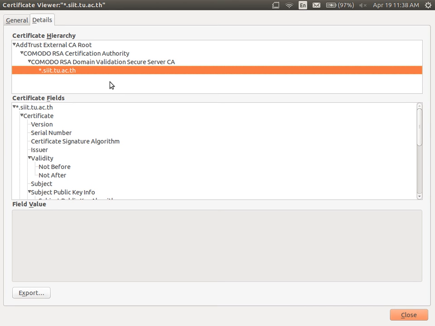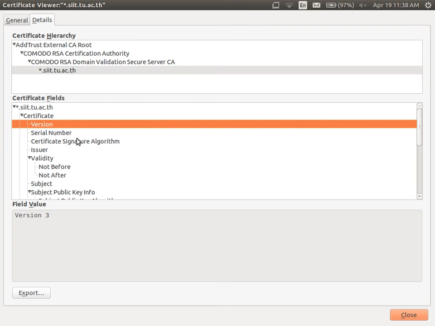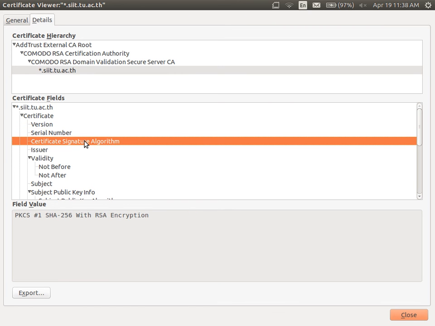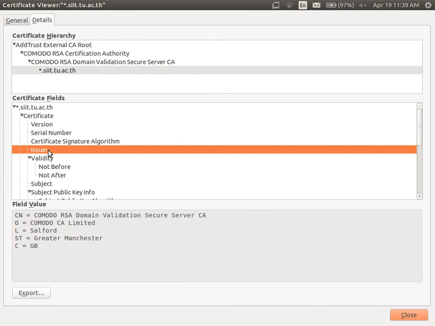It covers all domains under sit.tu.ac.th, including ICT, reg for registration, www. So now the registration website does have a valid certificate. So the format of the certificate contains a number of fields: some version of the format that we're using, a unique number or serial number, the algorithm used for the signature, SHA-256 and RSA, RSA for encryption, SHA for the hash algorithm, and who issued the certificate, a company called Komodo.